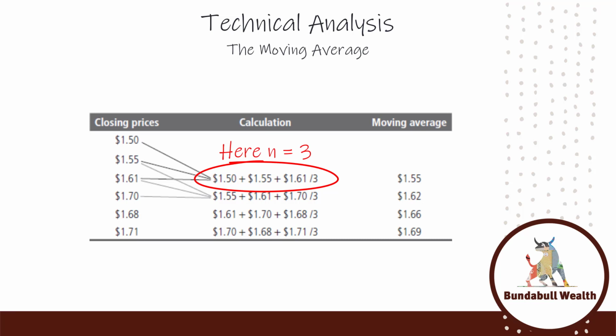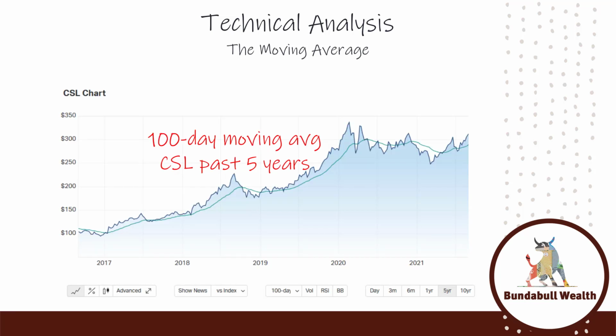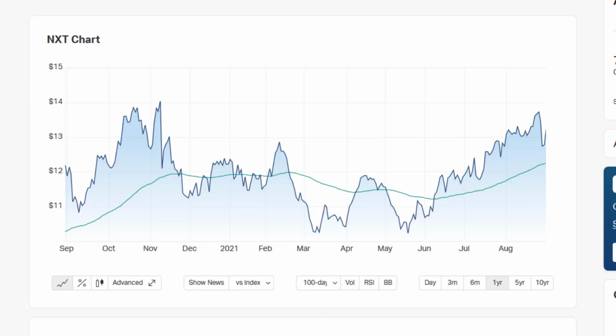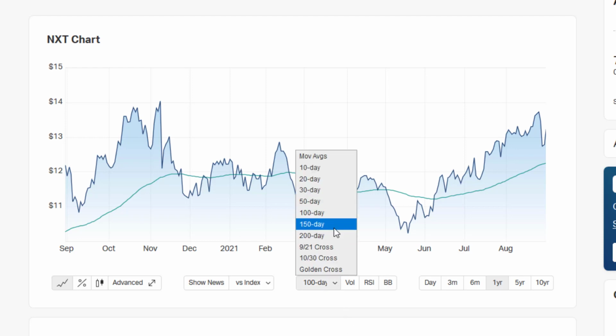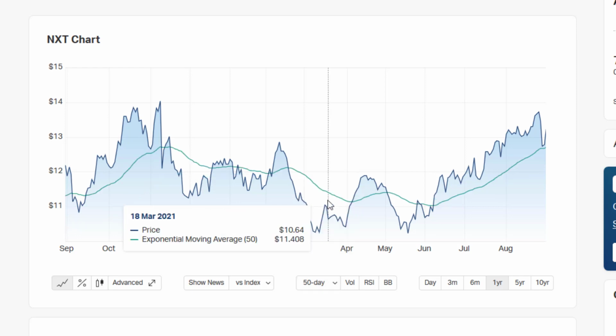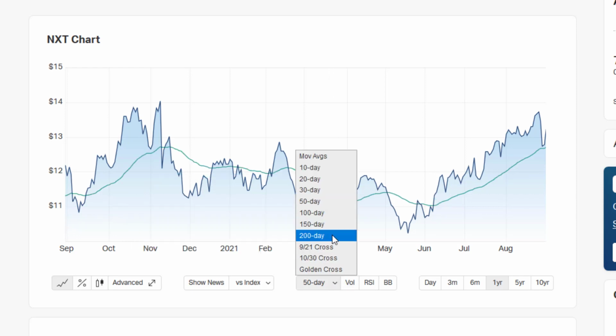This gives us a series of numbers that we can plot as a line on a price chart. This image here helps to illustrate what a moving average looks like. The first step in trading with a moving average is to decide how many days, weeks, or months N equals. The larger the number, the smoother the moving average will be. You will also have fewer trades and fewer false signals.